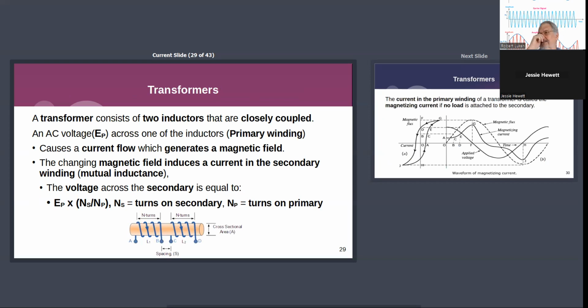Okay, a transformer is 2 inductors that are closely coupled, meaning they share the same core. And it's called mutual inductance because the magnetic field from one winding is affecting the other winding. So as the magnetic field increases on, let's say, the primary, it's going to induce a current and an opposing magnetic field on the secondary.